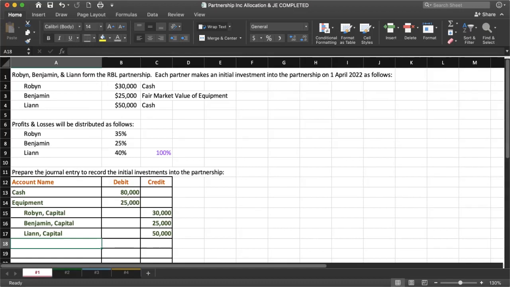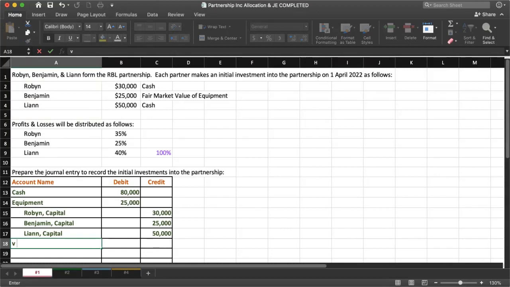All right, so when we record the initial investments, that is to say, once the partnership was formed, then we're going to debit into the books of the partnership whatever assets were received, cash, and in this case, equipment, but it could have been inventory, or it could have been, who knows, buildings and land, etc. And then we're going to allocate to each partner's capital account the value that they have contributed.